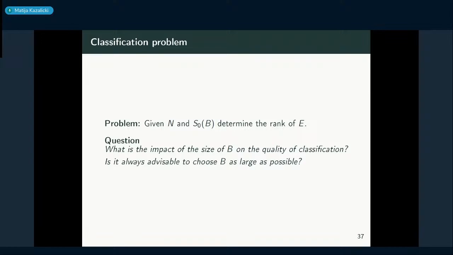Intuitively one will say yes, because you just want to have as many APs as possible. So by choosing B as large as possible, you would certainly obtain that. But what we will see is that the answer here is no, and in the rest of this talk, I'll try to explain why this is the case.